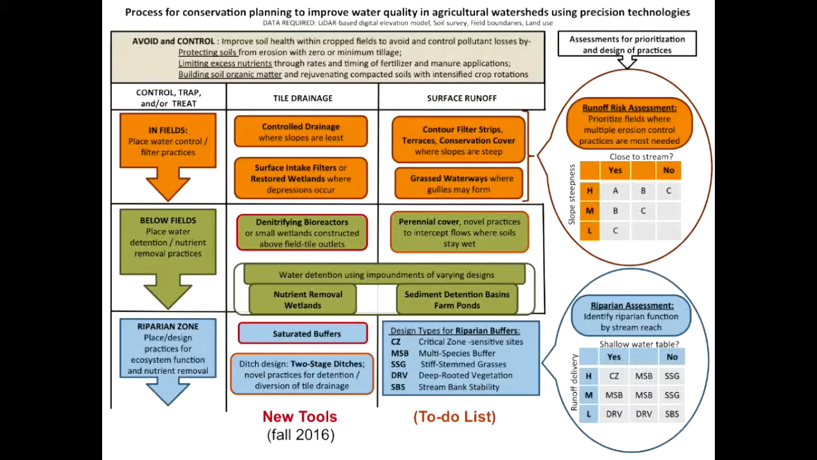We're still working on some things, and we are going to release a second version, and we've got a couple of new tools, and the folks in the training here are going to see our new saturated buffer tool. So I'm going to give you a little bit of information on that. We're also looking to add a tool that sites or identifies potential sites for denitrifying bioreactors. Again, that's a tile drainage edge of field practice. And then we've got a to-do list with a couple of other practices that we're hoping to get to in the next year or so.